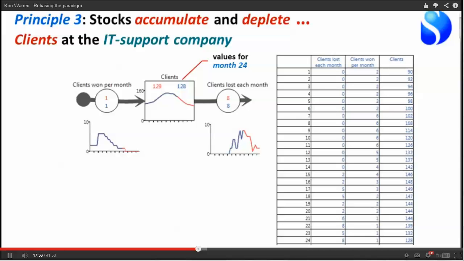You could do this on a spreadsheet quite easily. Just put a column for the number of clients and the clients won and the clients lost, and you can just calculate it down. The clients sometimes get the idea that there's something terribly technical and complicated about system dynamics. It isn't. At its heart, it's essentially straightforward.